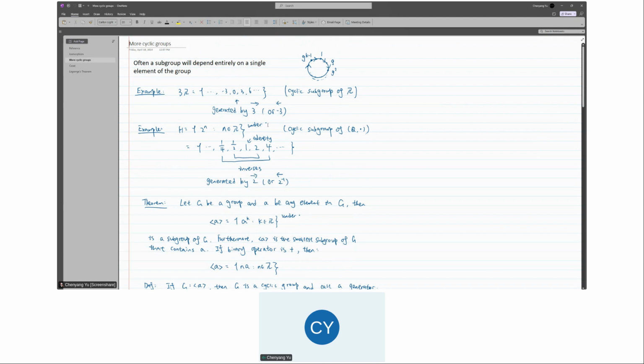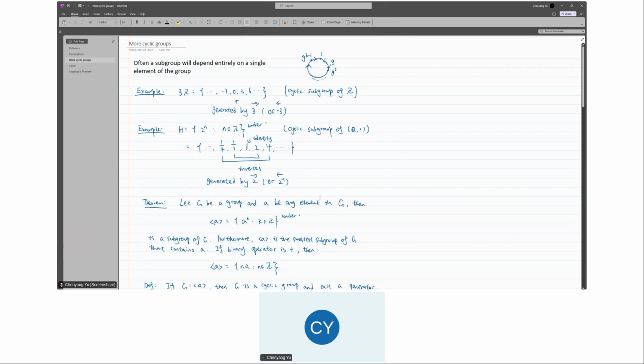The binary operator is multiplication here. So we expand that set a bit. We see the identity 1. This is 2 to the 0, 2 to the 1, 2 to the 2. Or to the left, this is 2 to the -1, 2 to the -2. So the generator is either you multiply by 2 to get from left to right, or you multiply by the inverse of 2 to get from right to left.